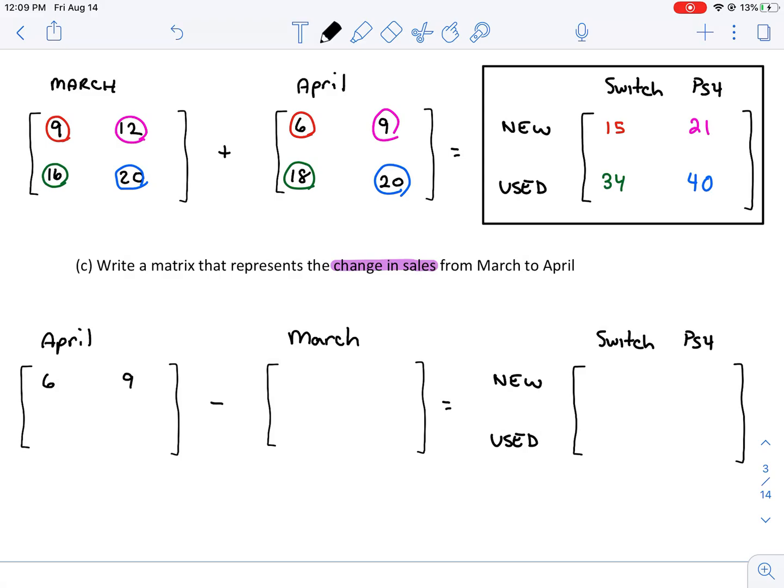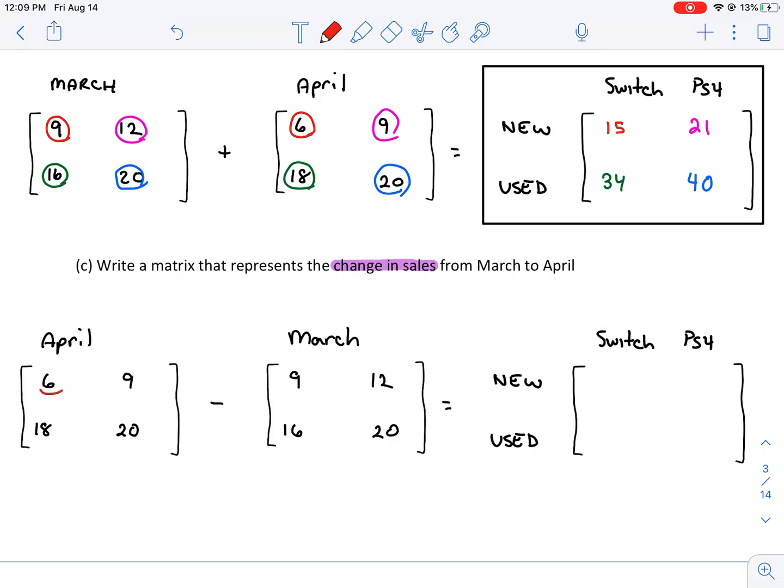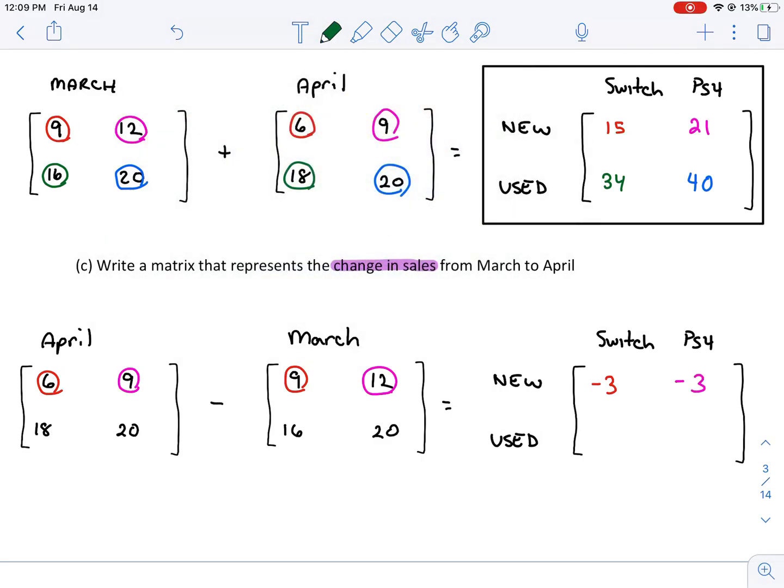So here's the total sales matrix for April. Here's the total sales matrix for March. And now we can subtract the corresponding entries. So 6 minus 9, that would be -3. 9 minus 12 is -3. And I will finish subtracting the entries now.